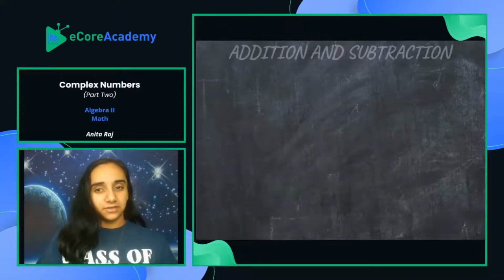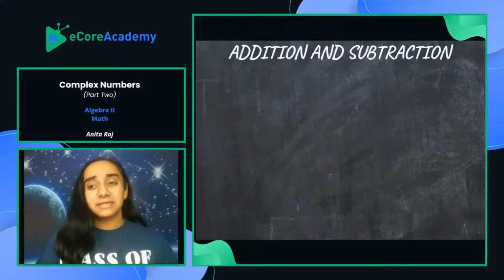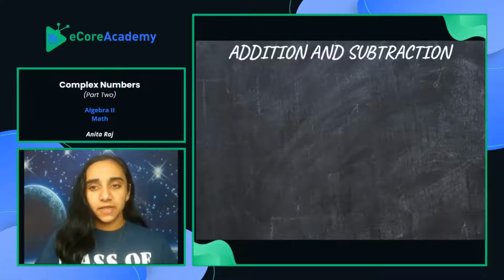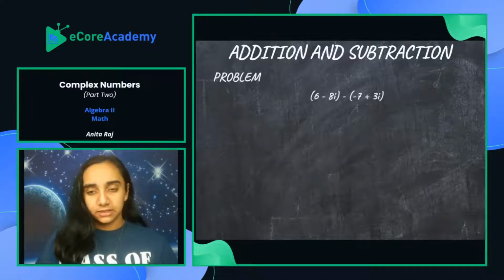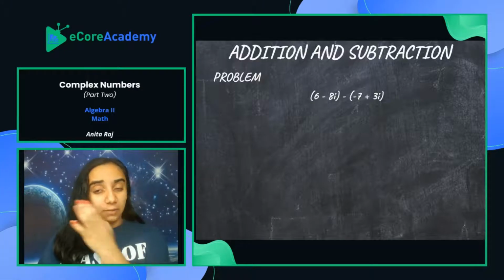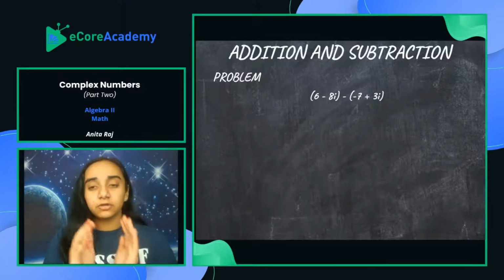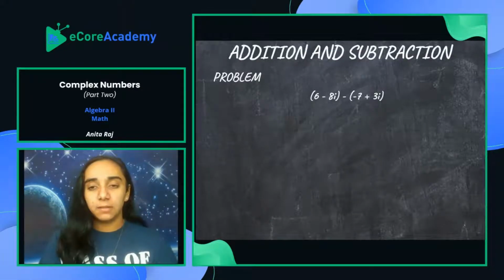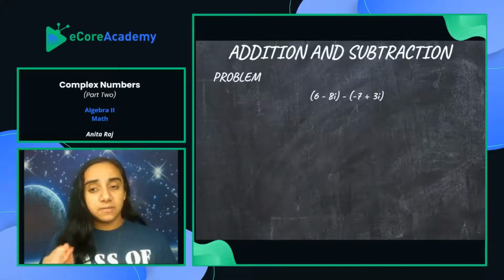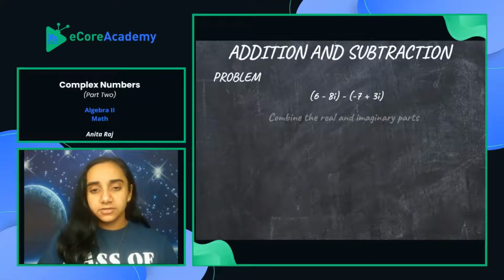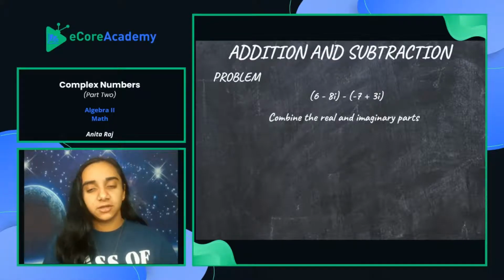Okay, so let's get into the first slide. We're going to be doing the most basic operations, addition and subtraction, and we're combining them in this problem. Here's the problem. We have parentheses grouping the two different parts of our problem: 6 minus 8i in one set of parentheses, minus the quantity -7 plus 3i. And here's the solution. Before we get into the solution, I actually included a hint.